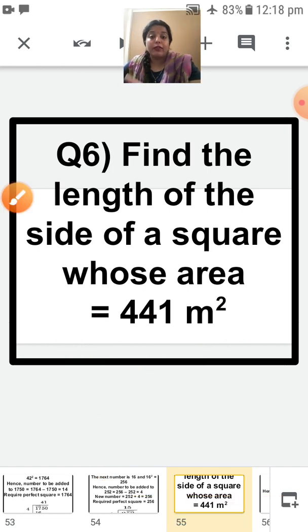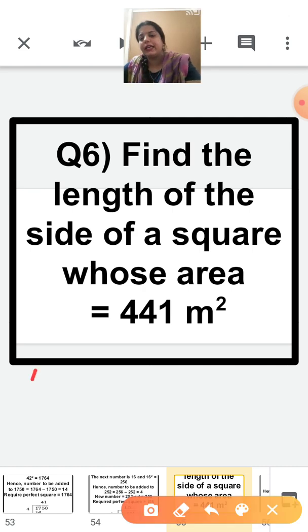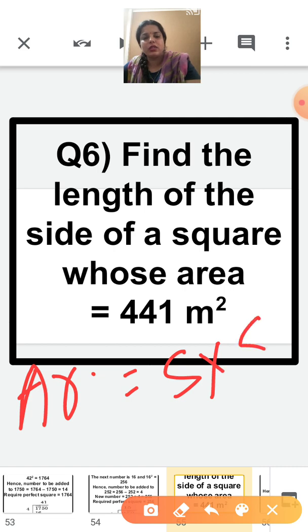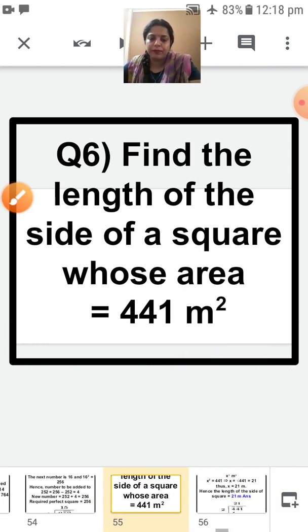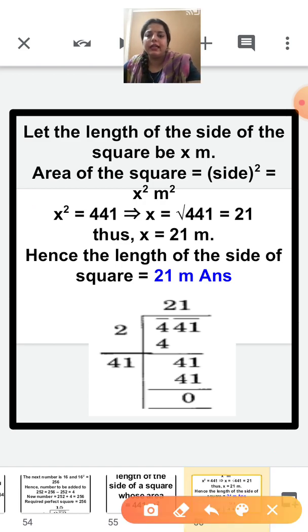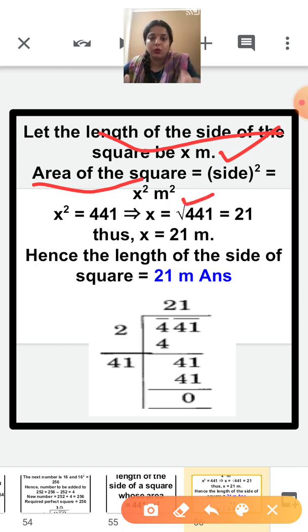So let's see. What is the formula for the area of a square? Area of a square means side into side. If one side I'm letting be X, the other side is also X. Yes or no? Yes. So we can represent it like this, in power, X square. Okay, now let's see the solution. See here, the length of the side of the square is x meter. The formula is area of square, that is x square meter square, x into x.